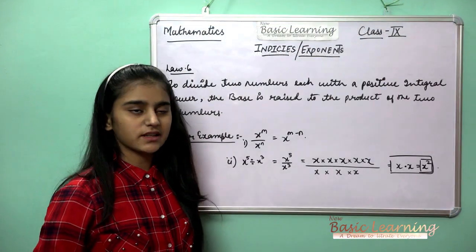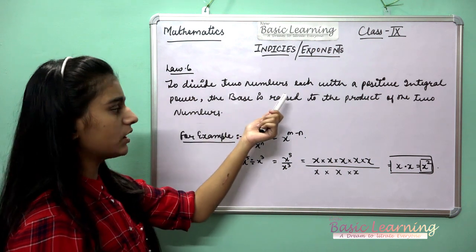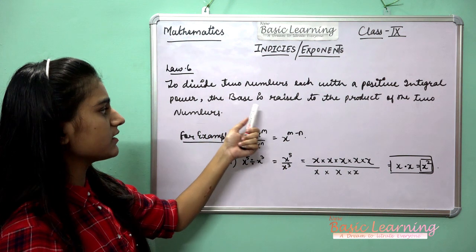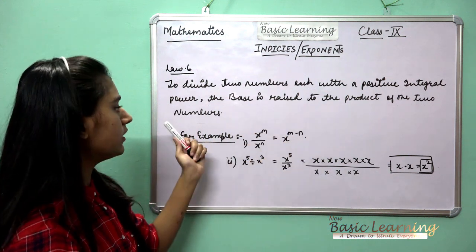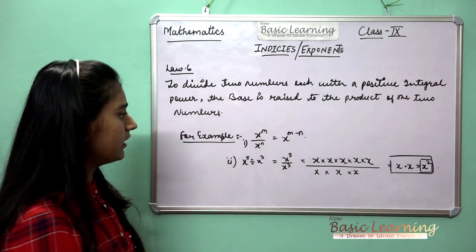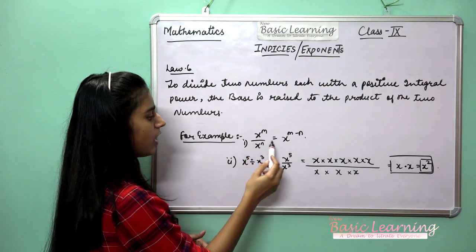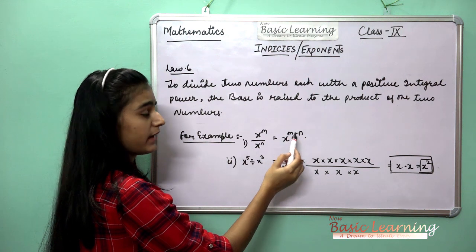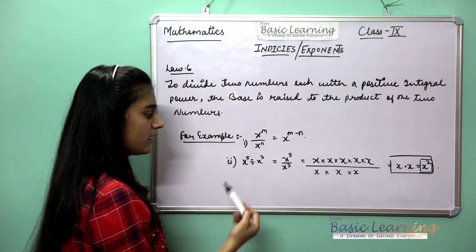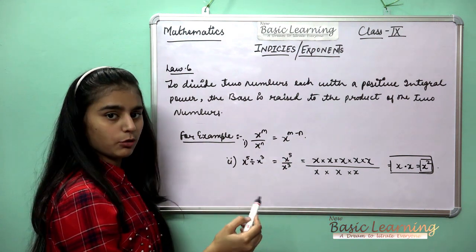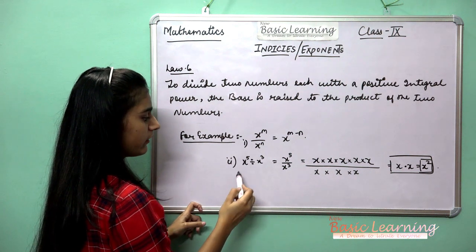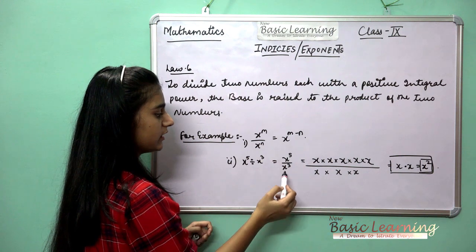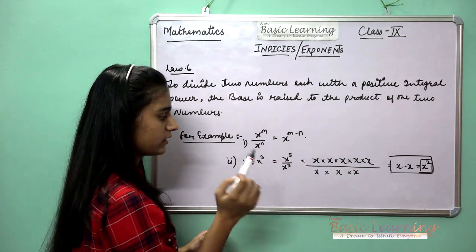Now law number 6 is to divide two numbers each with a positive integral power. The base is raised to the difference of the two exponents. For example, x to the power m upon x to the power n will be written as x to the power m minus n. Let's see the second example, it will be more clear. x to the power 5 divided by x to the power 3. So here we will write it like this, x to the power 5 upon x to the power 3.